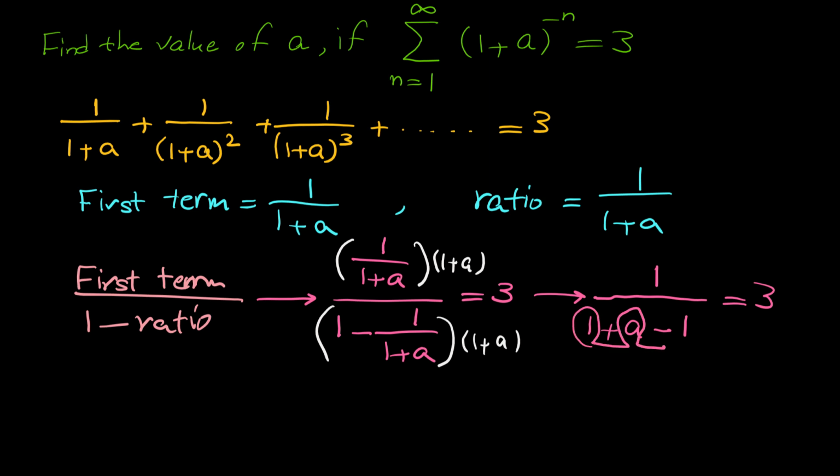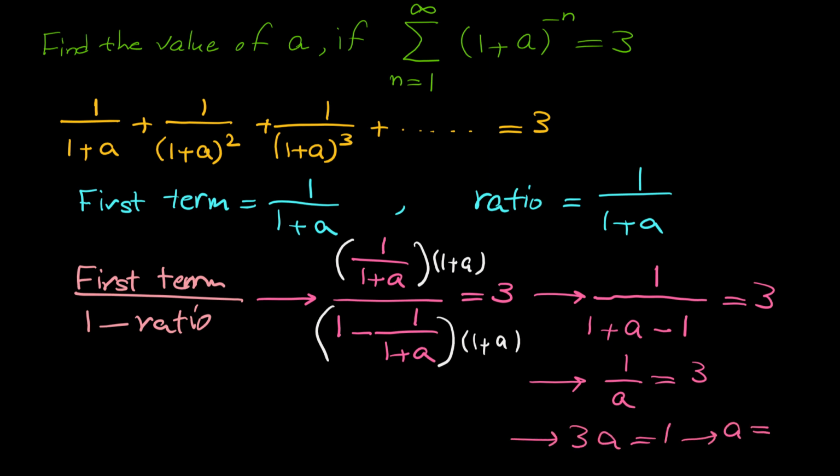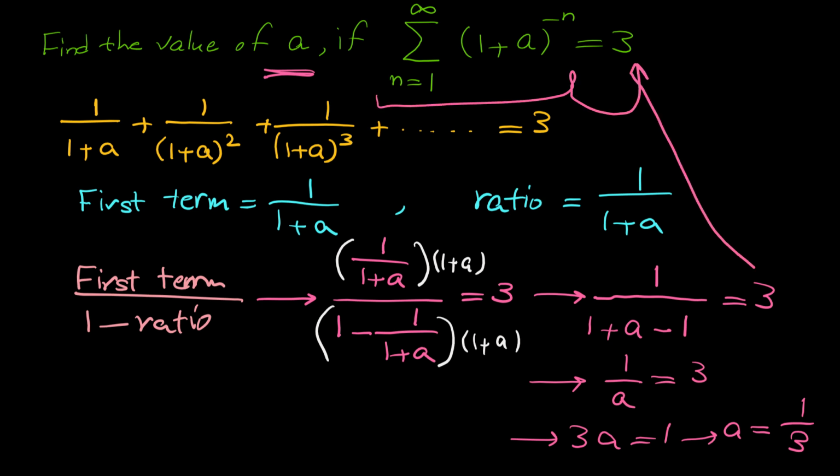1 plus a minus 1 is a. 1 minus 1 is 0, 1 over a. So far we have 1 over a is 3. If we do a cross multiplication, 3a is 1, and so a is 1/3. The question was find the value of a such that this sigma is equal to 3. So a is 1/3.